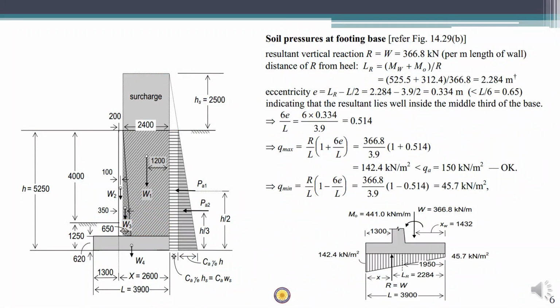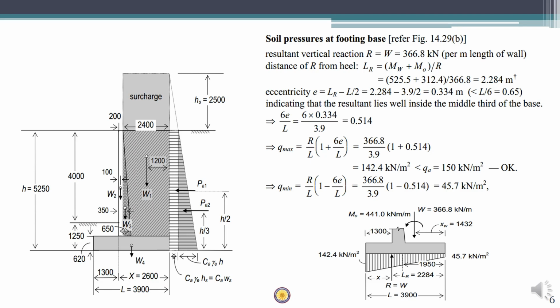Now we will see the soil pressure checks, that is, we have to find out whether both Qmax and Qminimum are satisfactory or not. In the previous slide we already found out that W is acting at a distance of xw from the heel, as well as R is acting at a distance of LR from the heel. R is nothing but W. So the aim is to locate the value of LR.